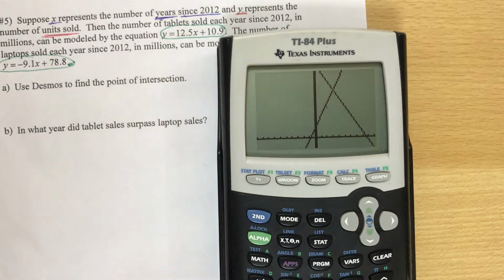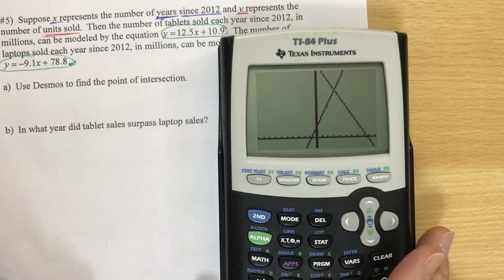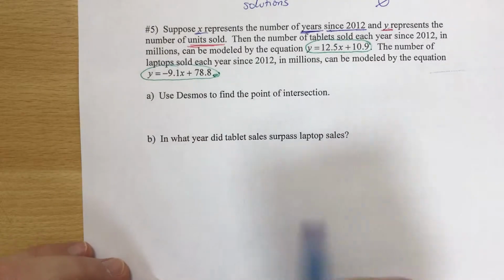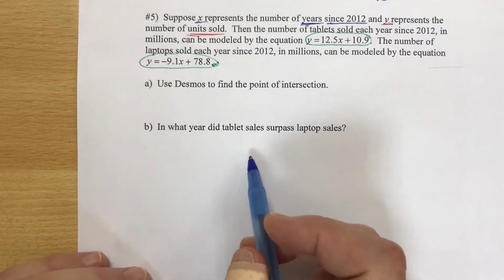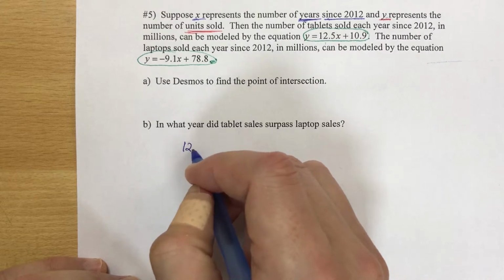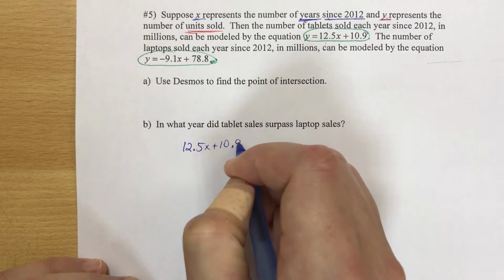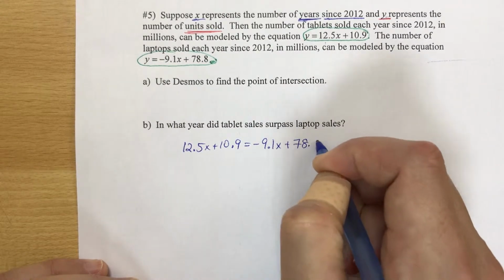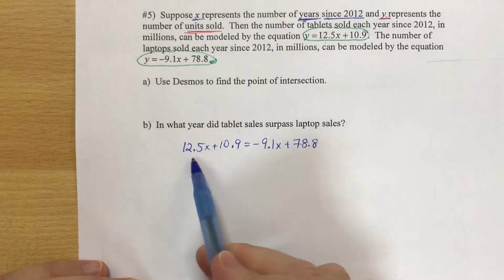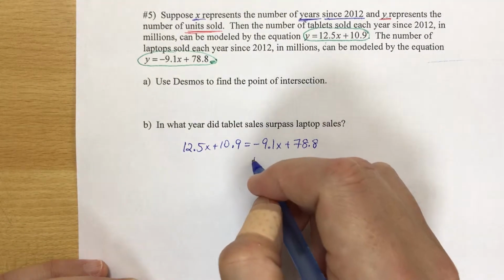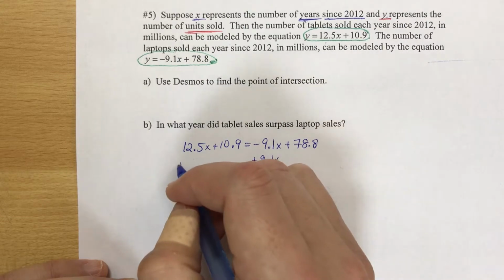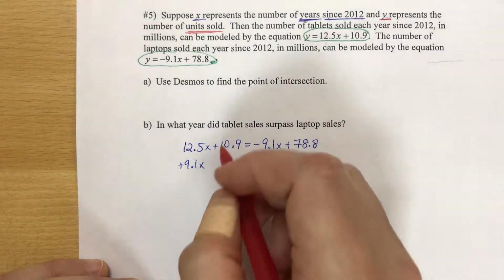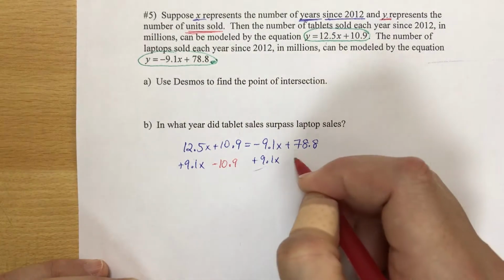Now you can do this on Desmos. You can also do this with the graphing calculator. I'm going to do this algebraically. To find the intersection point, I take the two expressions and make them equal to each other, because they're both equal to y, so that means they have to be equal to each other. So I'll move the negative 9.1x by adding it. So I'm going to move the x to the left. That means I'll move the constant, 10.9, to the right by subtracting.